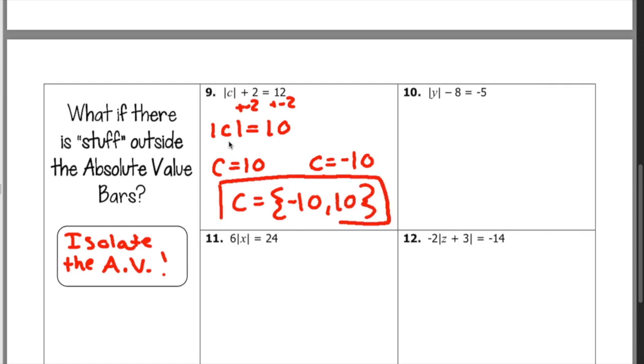So if I were to plug those numbers into the absolute value, I would get 12 for the original equation. So the absolute value of 10 is 10, plus 2 is 12. The absolute value of negative 10 is 10, 10 plus 2 is 12. So we get the correct answer no matter which number we plug in.